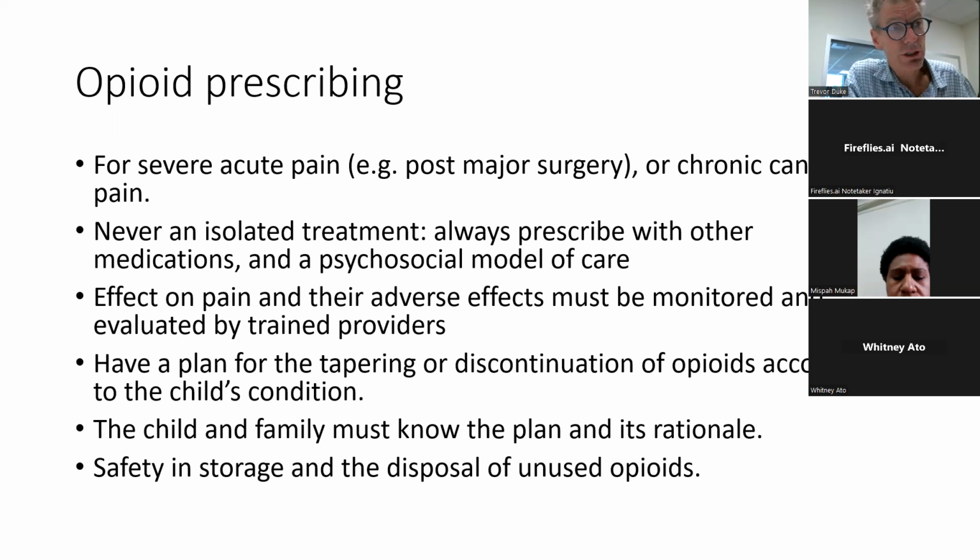If you're using opioids, you need to properly monitor the effect of the opioids, both on the person's pain and on adverse effects that need to be monitored. I'll talk about the adverse effects. And if ever you start opioids, you should have a plan for tapering or discontinuing the opioids according to the child's condition. And remembering that, if you go longer than 5 days to a week, then you have to have a sort of taper of the opioid, because there may be some dependence that the child has. The family and the child, if they're old enough, should know the plan for how long they're likely to be on it and how long it'll take to get off it.